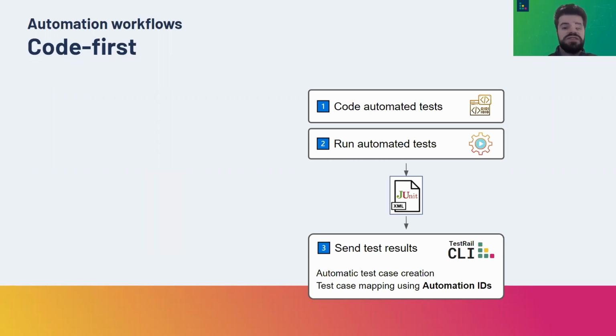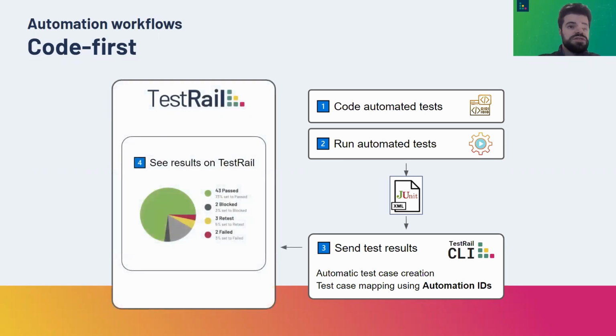It parses the JUnit report, which is an XML file that you should be able to see in your projects after you execute them. A lot of frameworks support this. This is why we also provide support through the CLI for JUnit reports. And what it does is it automatically creates your test cases and maps them using the automation ID. So you have your results in TestRail.